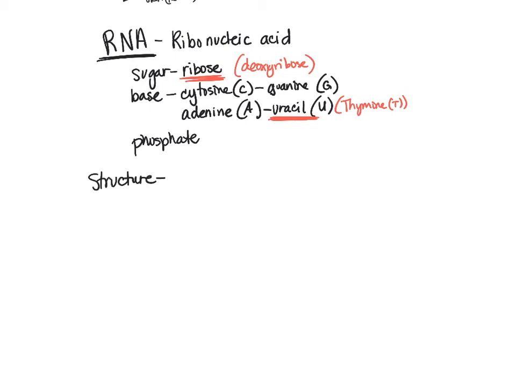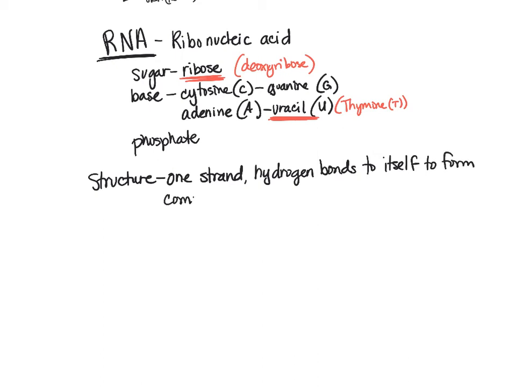So the structure of RNA is a single strand. So it's one strand that hydrogen bonds to itself and then can form these complex different shapes. So it's one strand instead of a double strand, and it hydrogen bonds to itself to form complex shapes. And similar to lots of other things we've looked at, namely proteins, different shapes are going to allow for different functions.